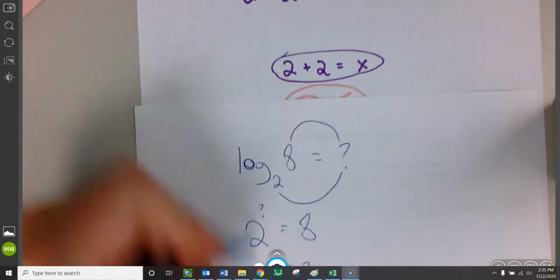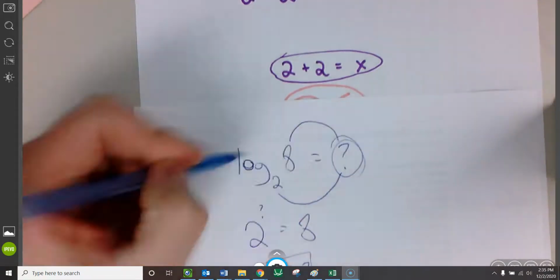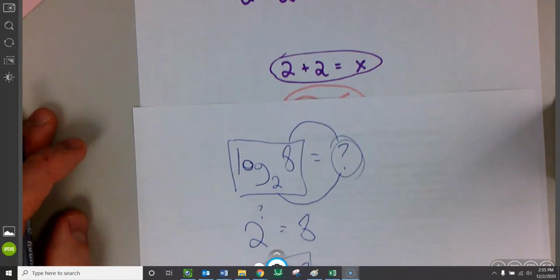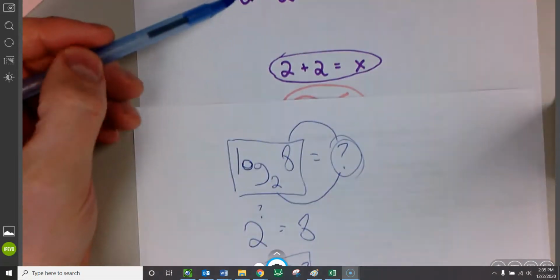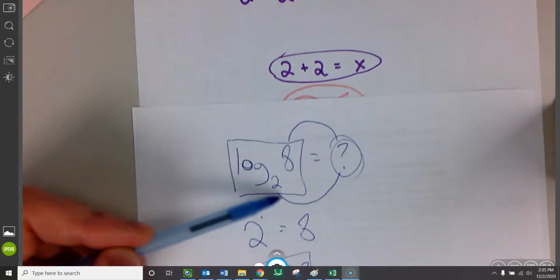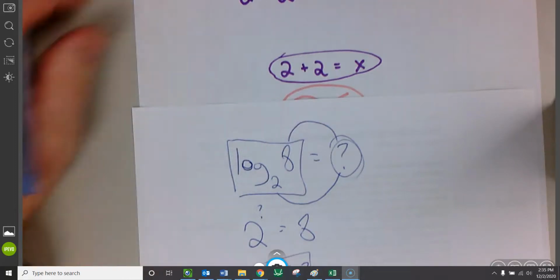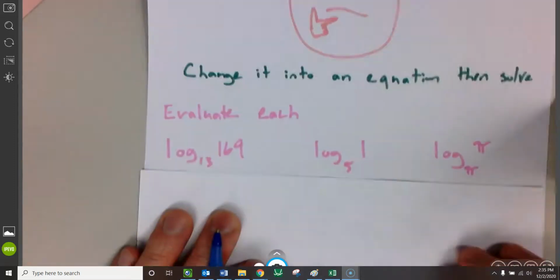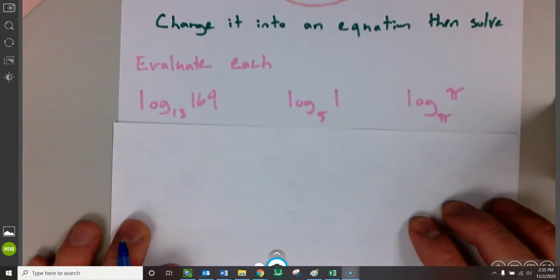So we go back to our original problem. Question mark is 3. What we were trying to figure out, what is log base 2 of 8? Log base 2 of 8 is equal to 3. So just like you would say 2 plus 2 is 4, we could say log base 2 of 8 is 3. Here you go. I want you to try these 3. Hit pause. Try these 3 and then come back and we can talk about them. Go.